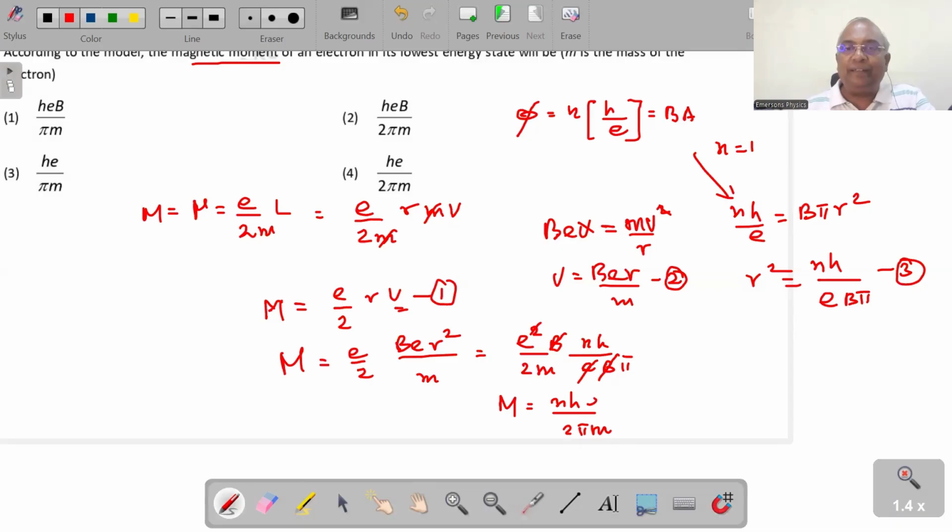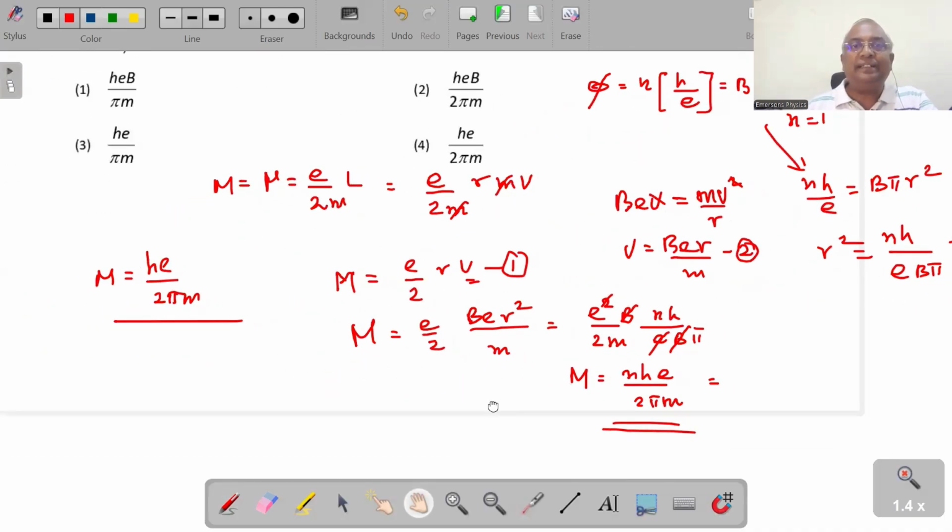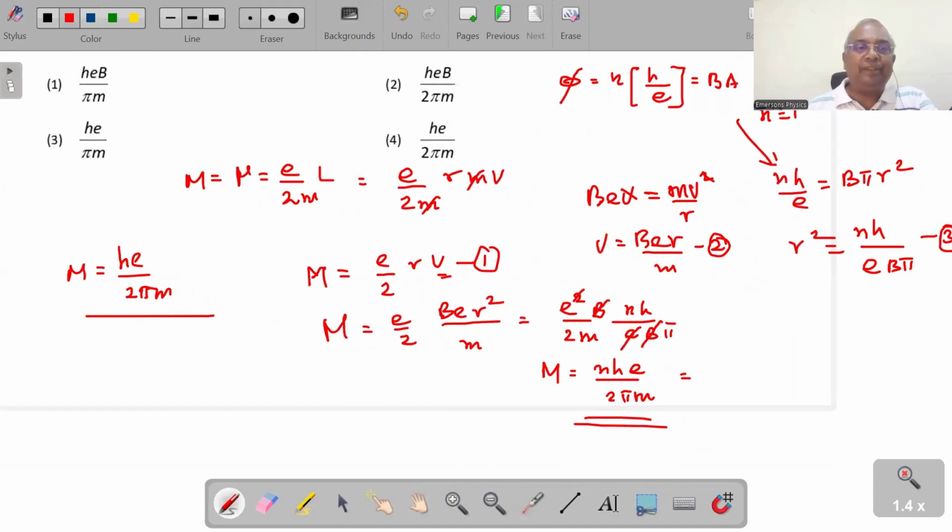Into E. Here it is clear, the lowest energy orbit, so n equal to 1. Now the resultant magnetic moment will be equal to He by 2 pi M, is the answer. Okay, n is taken as 1 because they gave the lowest energy state, so the answer is He by 2 pi M. The fourth option is correct.